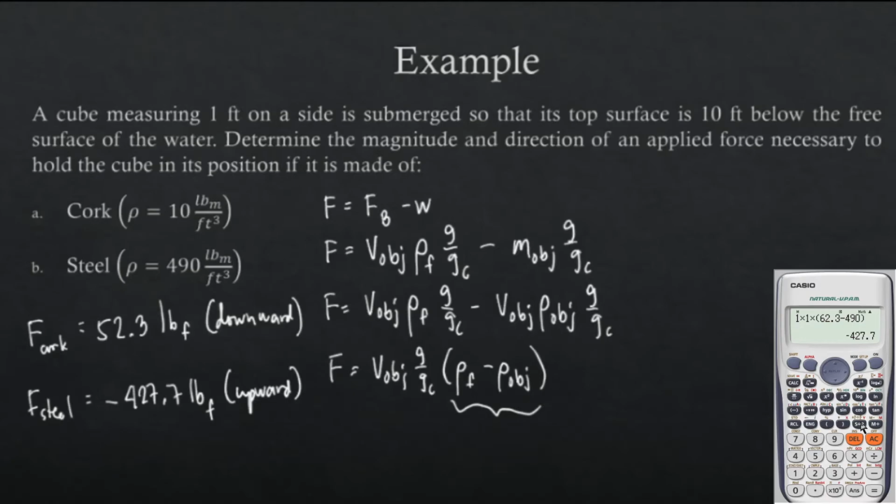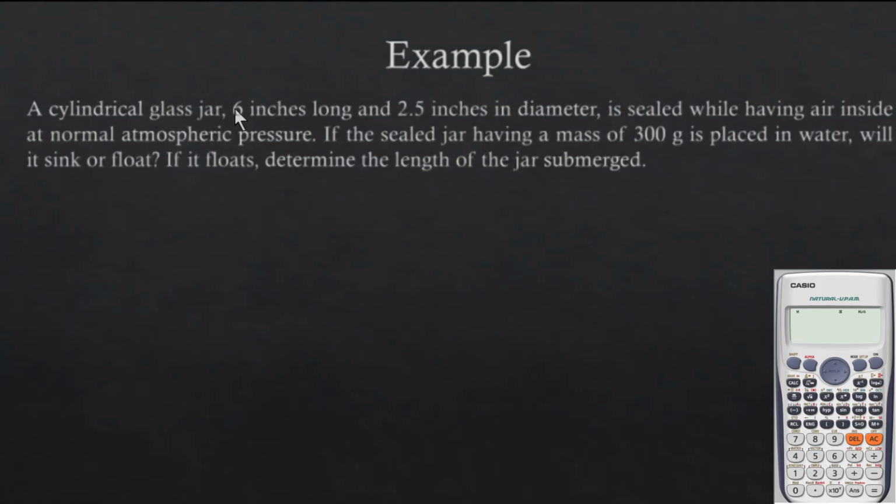And that is how we applied the concept of external forces to buoyancy. Let's have our last example. A cylindrical glass jar, 6 inches long and 2.5 inches in diameter, is sealed while having air inside at normal atmospheric pressure. If the sealed jar having a mass of 300 grams is placed in water, will it sink or float? If it floats, determine the length of the jar submerged.